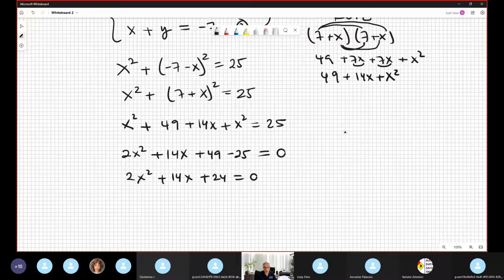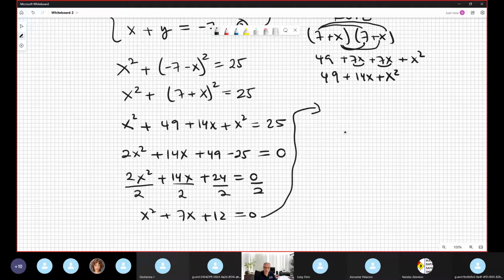In this case, you can apply the quadratic formula either way, but in my opinion, this is easier. I saw that all coefficients are even numbers, so you can divide by 2, of course. x squared plus 7x plus 12 equal to 0. Wow, it's an equivalent equation. However, it's easier. I continue here with factorization.